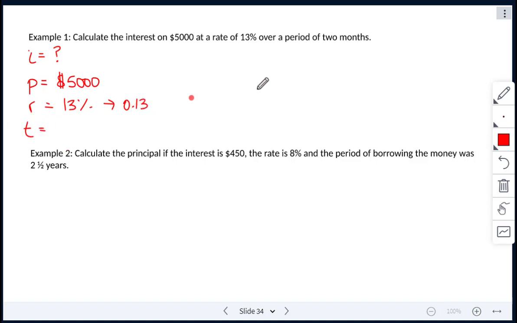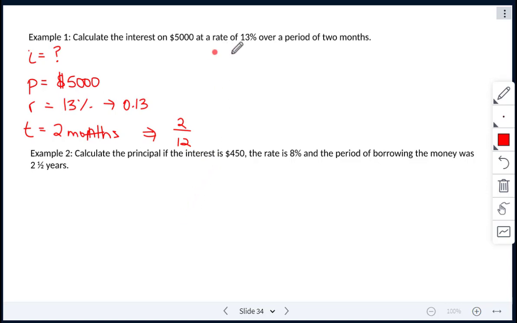And the time is 2 months, but it has to be in years. So we just write 2 out of 12, since there are 12 months in a year. It's telling us it's a period of 2 months, so we write it as 2 over 12.